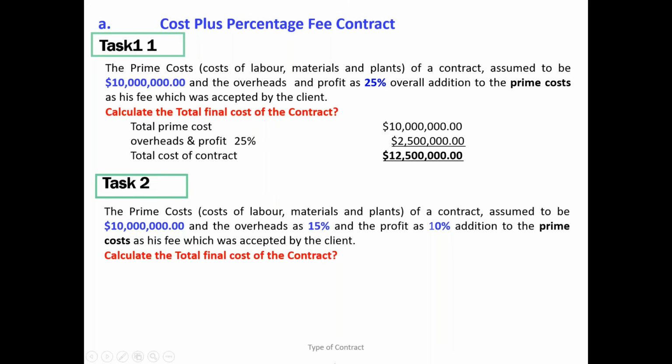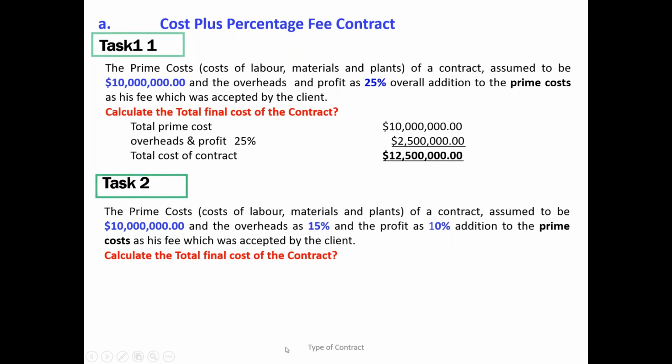Okay, let us understand this question. Many people don't know what the trick behind this question is. If you see the above question, it looks the same, isn't it? 10 million, 25%. Here also 10 million, but the percentage is split. Overhead is 15 and the profit is 10. So what is the difference here?